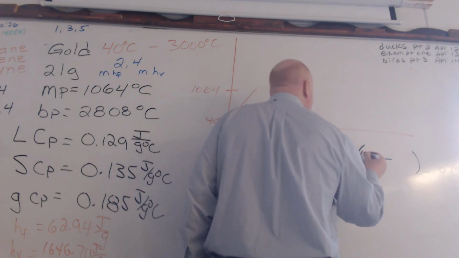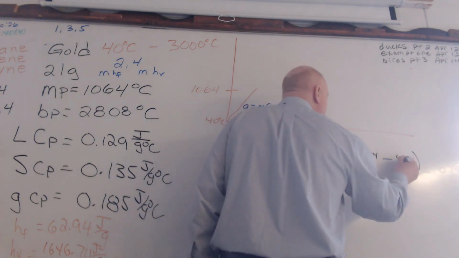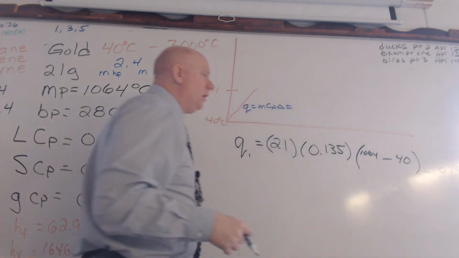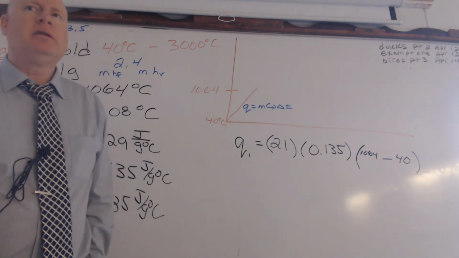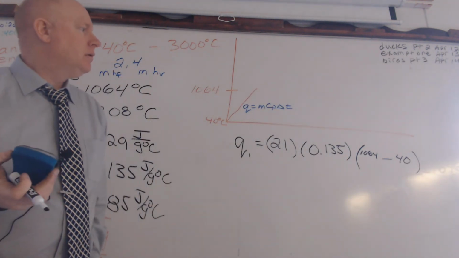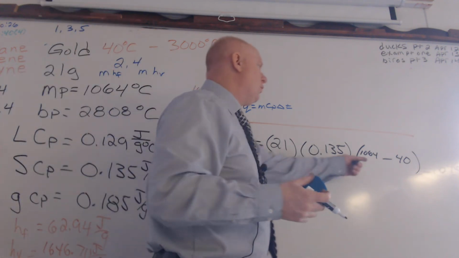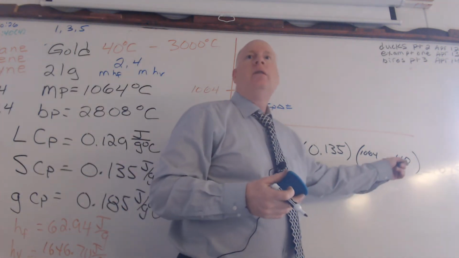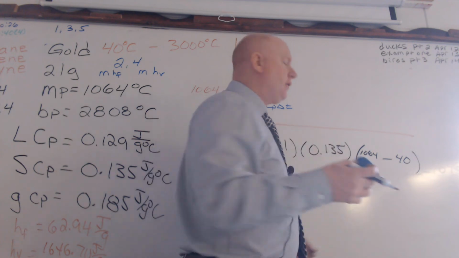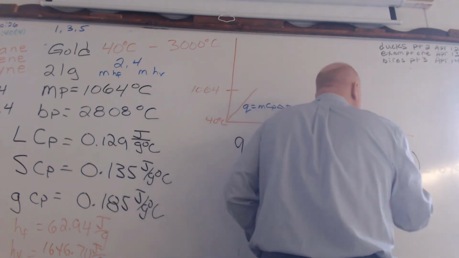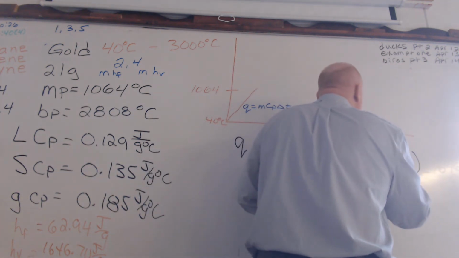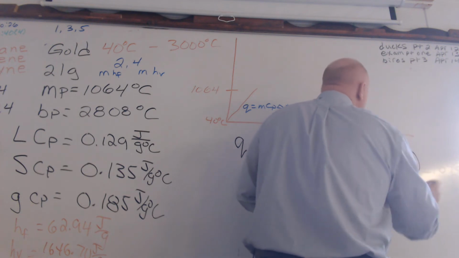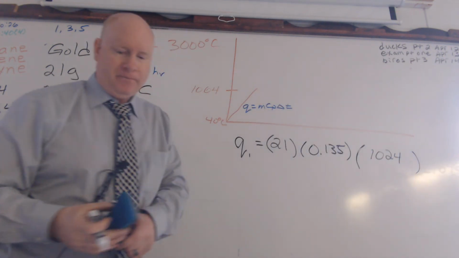So 1064 minus 40, and you said it's 1024. So you can write it like this, or you can put that 1024 in there, because that was the change in temperature. Okay? So that gives you Q1.